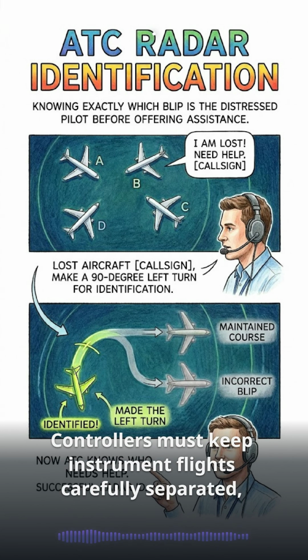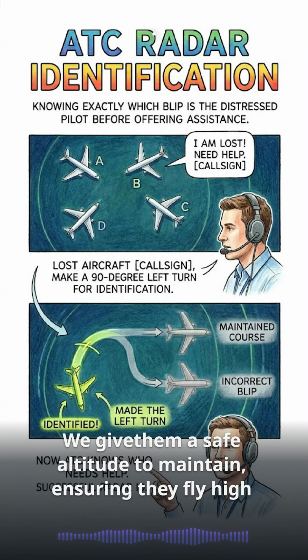Controllers must keep instrument flights carefully separated, leaving extra empty space between the blind flying airplanes. We have to trust our radar screens completely, acting as the eyes for the blinded flying pilot. We give them a safe altitude to maintain, ensuring they fly high above the hidden Rocky Mountains.